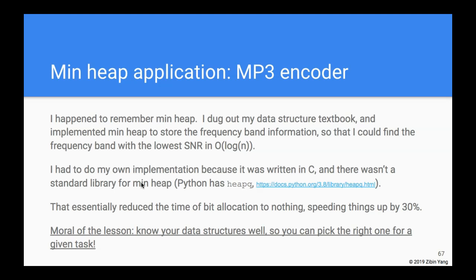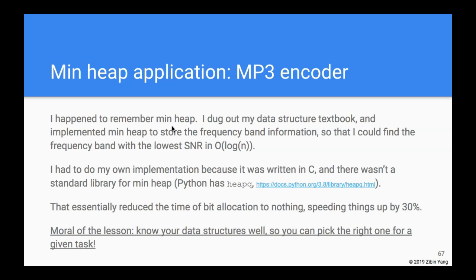I just want to mention here, which I didn't mention earlier, that Python actually has what's called a heap queue, and that implements a min heap for you. So if you ever need a min heap for Python, you can use the one we just wrote, or just use the one from the standard library. Okay, that's a digression. Anyway, let's get back to the story.